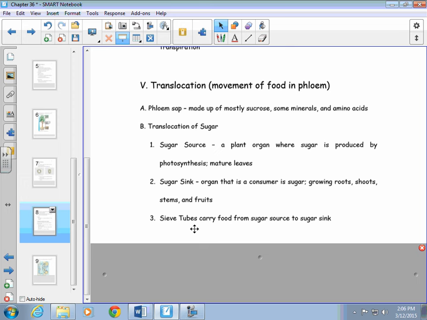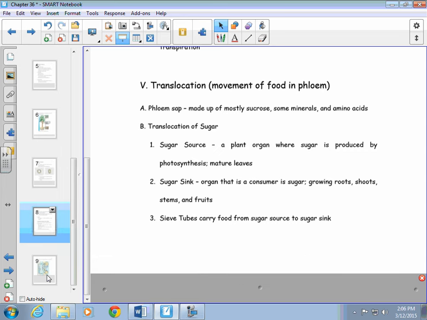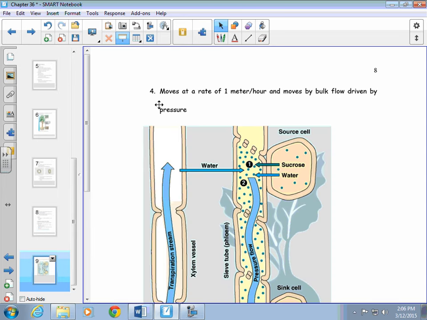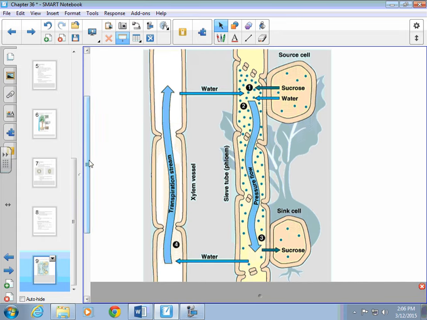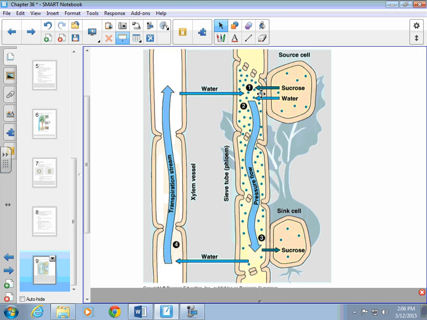These sieve tube cells, which are cells that we mentioned earlier in chapter 35, these are cells that will carry the sugar source to the sugar sink. And here is the picture. This food is moved at about a rate of 1 meter per hour, and it's going to move by bulk flow, which is moved by pressure, which we talked about when we talked about the xylem. And in my picture here, here's the source. The shadow behind it is showing the leaf, which is implying that the source of this is in a mature leaf. And the sugar is then going to get put into this sieve tube, which a sieve tube is a conducting cell, as we've learned in chapter 35.